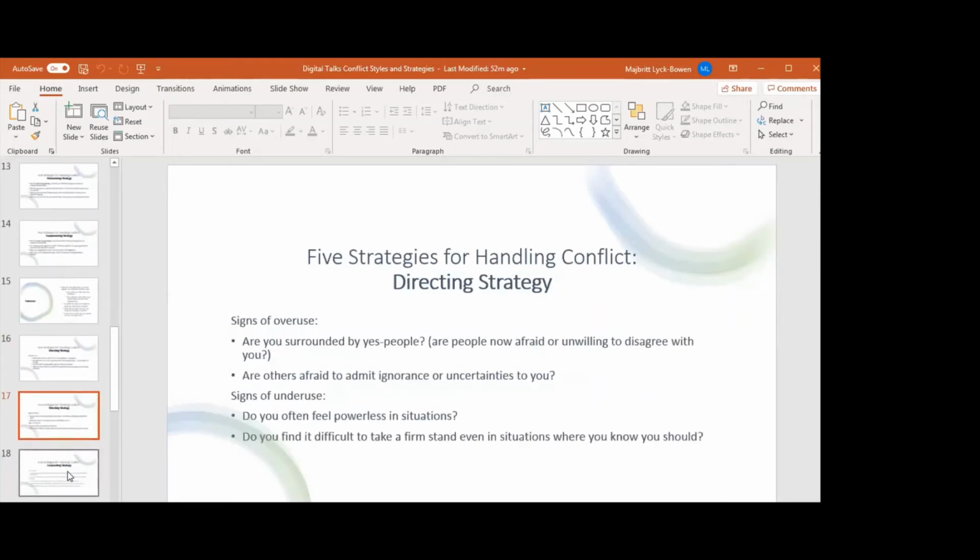Okay, so when do we know that we have overused this strategy? If you are surrounded by yes people, for example, so if you are in a group situation and you feel that people are always just agreeing with you, or they are afraid to tell you that they actually disagree with you, then that is one of the clearer signs that you're using the directing strategy too much, and you're not listening enough to other people.